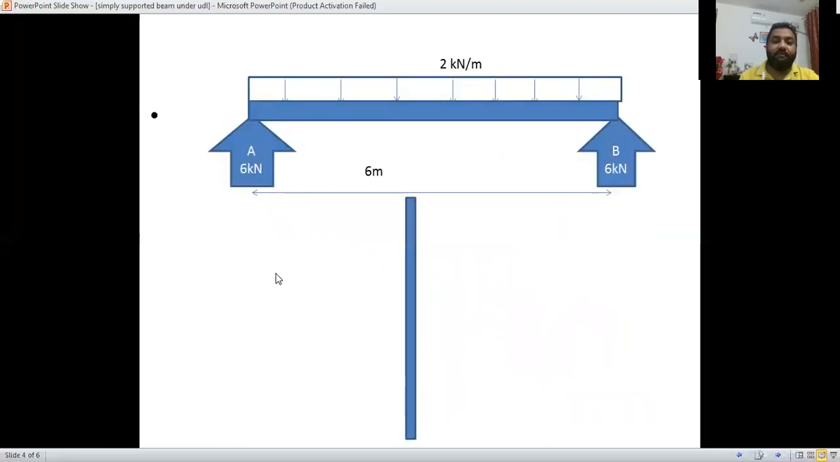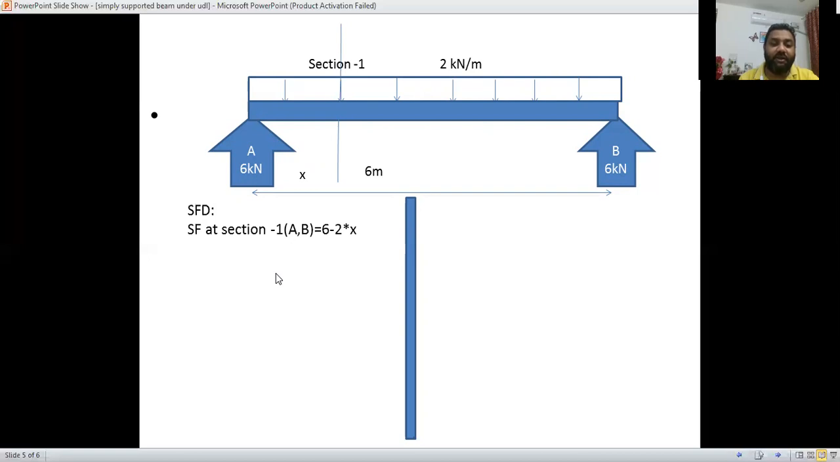Now this is the beam, and we have calculated the reactions at points A and B. Now I am finding the shear force and the bending moment at A and B. So what I am doing? First, I have taken a section between A and B at a distance of x from point A. Now I am finding the shear force at section 1, that is in between A and B.